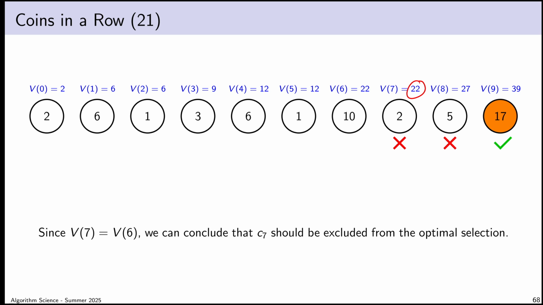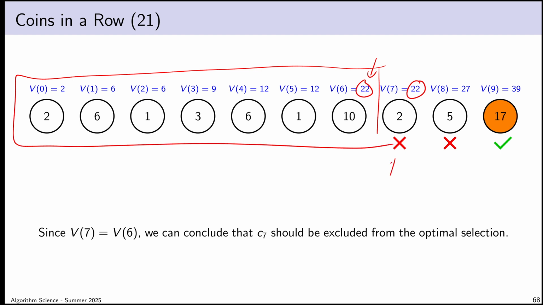And I guess my logic is if I can exclude a coin, I might as well exclude it. I don't know that I care about having the fewest total coins overall, but it does seem easier for me to have a smaller collection than a larger one. Since V7 equals V6, it doesn't hurt me to exclude coin 7 because I can still get a value of 22 out of all the coins up to coin 6. So since I can exclude coin 7, I do.